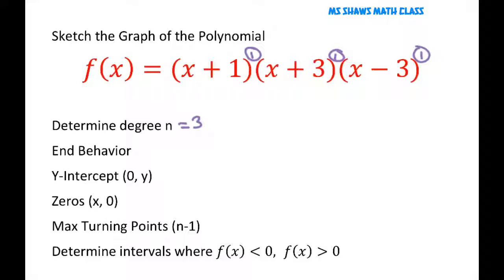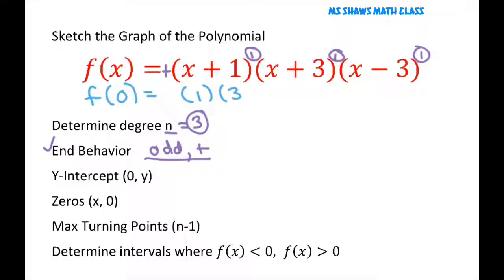Our end behavior we're going to get back to in just a minute, but just know that it's an odd number. 3 is odd. And also our lead coefficient is positive. That's what we basically need to know for now. And our y-intercept is when x is 0. So that's going to give us 1 times 3 times negative 3, which equals negative 9. So our y-intercept is (0, -9).